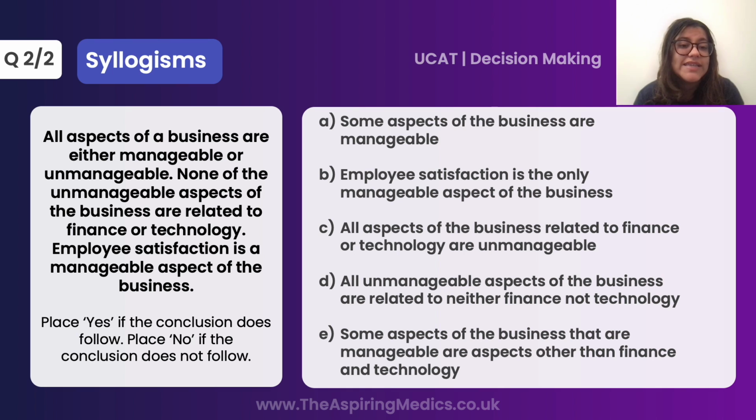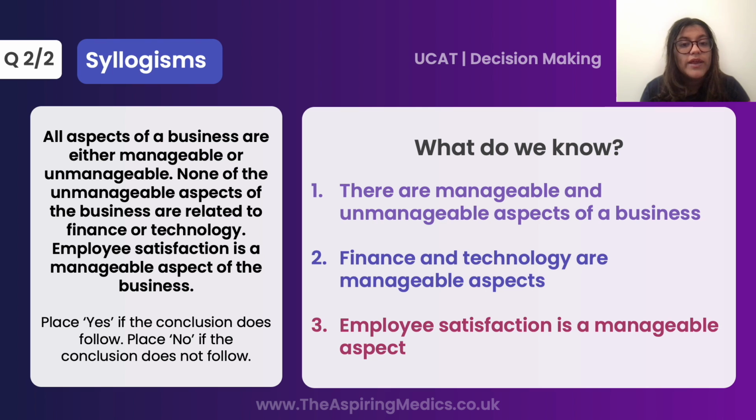So this question states that all aspects of a business are either manageable or unmanageable. None of the unmanageable aspects of the business are related to finance or technology, and employee satisfaction is a manageable aspect of the business. And again, they've given us 5 statements, and we have to decide if they're true or false. So again, what do we know? First of all, we know that there are manageable and unmanageable aspects of a business, and all the aspects of a business are either manageable or unmanageable.